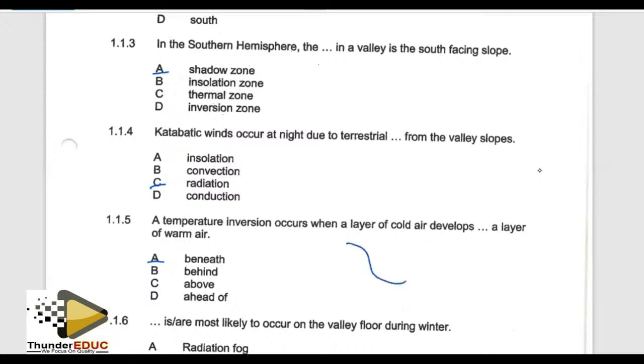So something like this. This is the cold air. Then here we have the warm air, which forms our inversion. So that's why we say cold air develops beneath the layer of warm air.